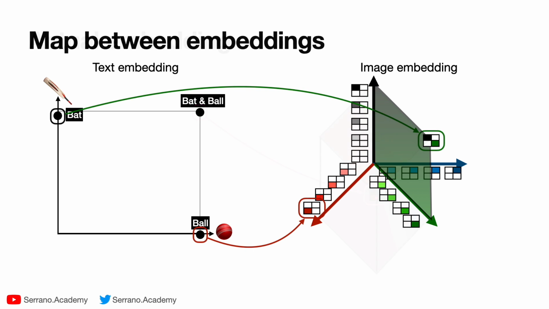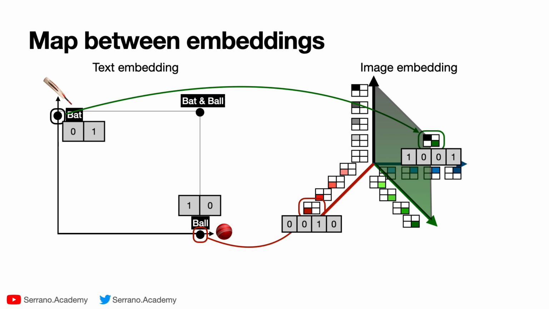And now what we need is to find the map between the 2-dimensional text embedding and the 4-dimensional image embedding. And what we have to do is to see where the things that we know go. So as you've seen before, the ball, which has coordinates 1, 0, goes to the red ball on the right that has coordinates 0, 0, 1, 0. And the bat that has coordinates 0, 1 goes to the bat which is colored in black and green and that has coordinates 1, 0, 0, 1. If those 4 coordinates are not clear, they're going to be clear pretty soon, because what I'm doing is reading off the intensity of each pixel from left to right and from top to bottom.